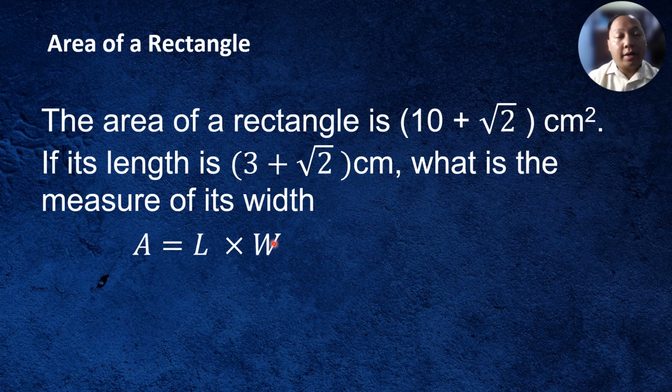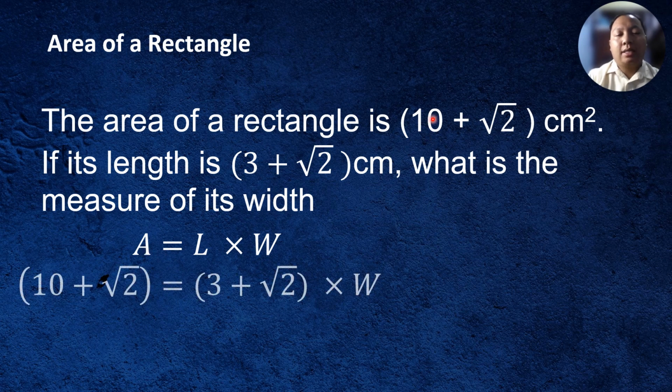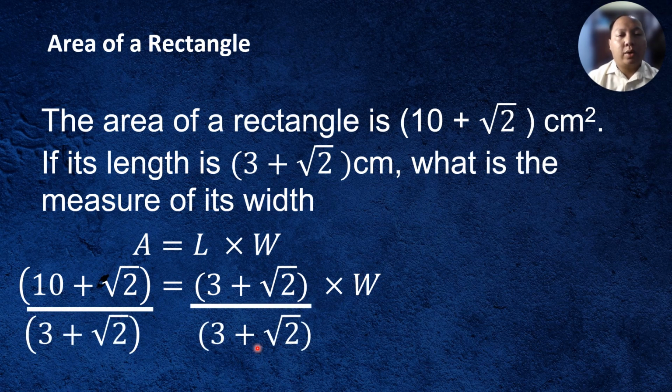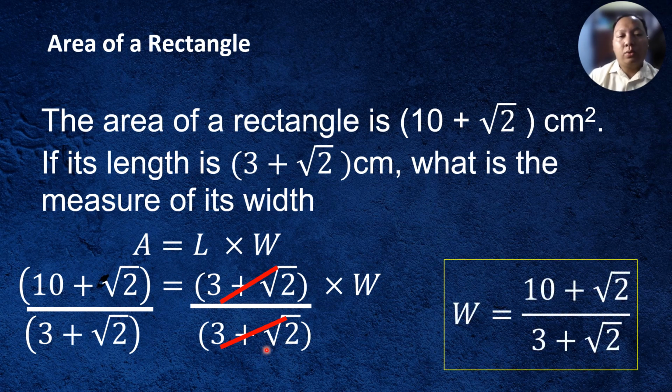On this problem, hindi area ang hinahanap. Ang hinahanap ay width. So, substitute natin yung area as 10 plus square root of 2 and yung length as 3 plus square root of 2. Now, since target nating i-solve si width, we need to divide both sides by 3 plus square root of 2. So, sa right side, may makakancel. Ito po yun. Pareho yung numerator at denominator. Therefore, our width is equal to 10 plus square root of 2, over 3 plus square root of 2. Dito po galing yan.